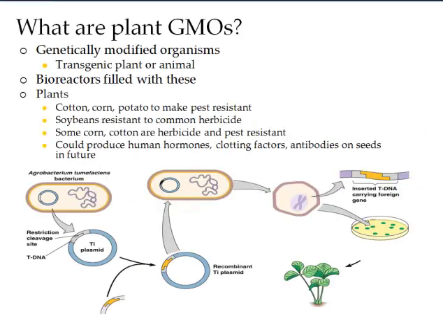Genetically modified organisms can be used especially for transgenic plants, and bioreactors are used for that. And again, it depends on many reasons. You know, you want to make a potato that is pest resistant, or you want to make soya beans that are resistant to common herbicide. Many corn and cotton plants are modified for herbicide and pest resistance. So in the U.S., we actually have a lot of genetically modified plants.